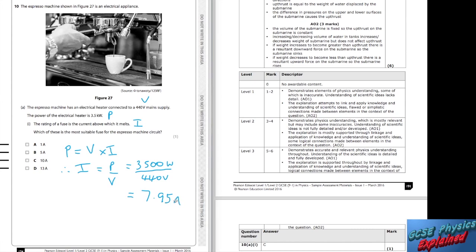7.95 amps. You always choose a fuse that is slightly bigger than the normal operating current. Otherwise, the fuse would constantly blow during normal operation. So we would choose fuse C. Although fuse D is bigger, it's too big compared to current. So just go for the 10.